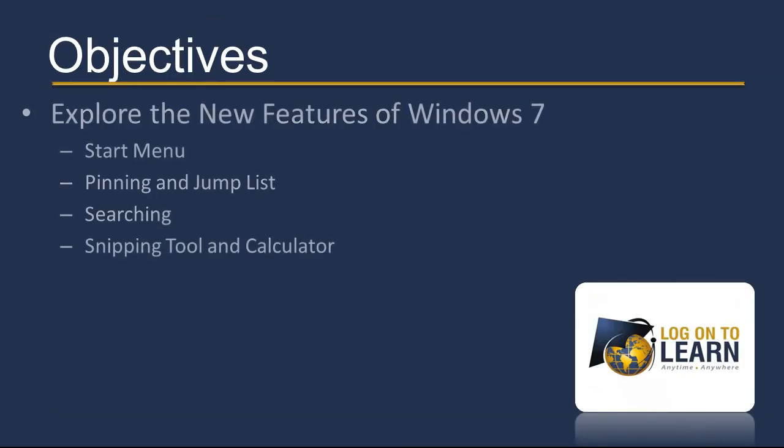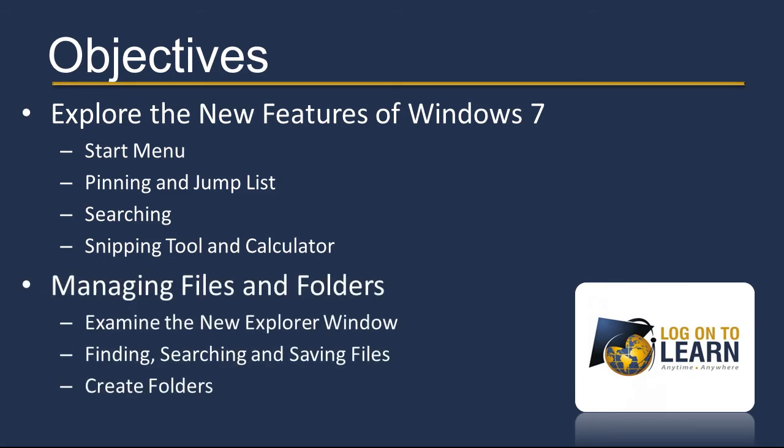Objectives include: explore the new features of Windows 7. We'll start with the Start menu, then we'll move into Pinning and Jump List, Searching, Snipping Tool and Calculator. Then we'll move into Managing Files and Folders, which will include examine the new Explorer window, finding, searching, and saving files, and create folders.